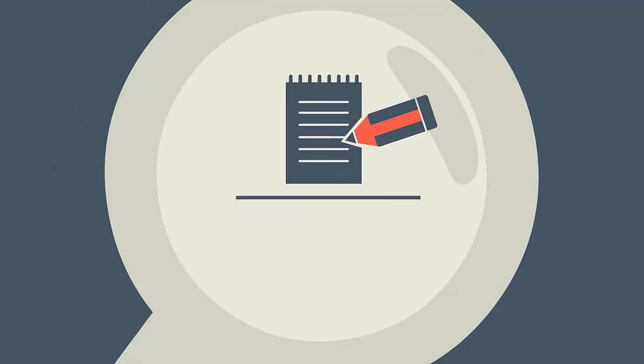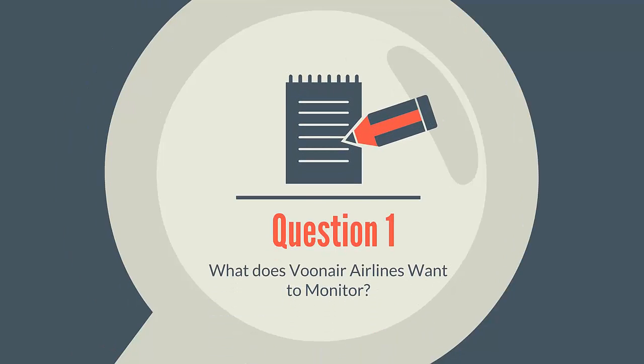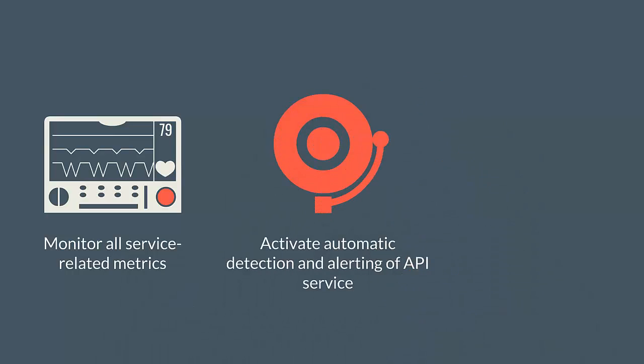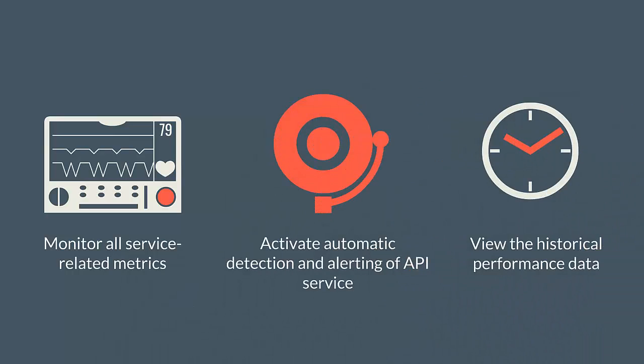What does Voonair Airlines want to monitor? Voonair wants to monitor all service-related metrics such as policy violations, routing failures, and success counts, activate automatic detection and alerting of API service latency degradation, and view the historical performance data to analyze service trends.